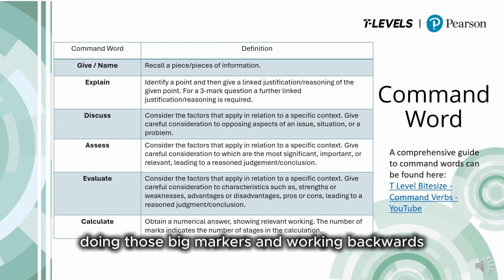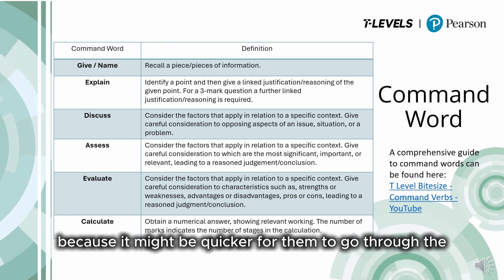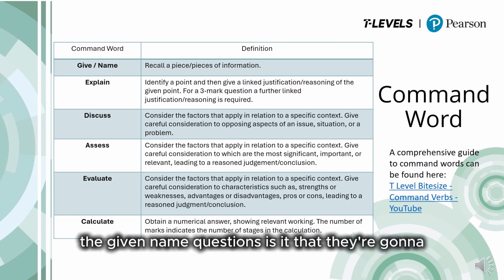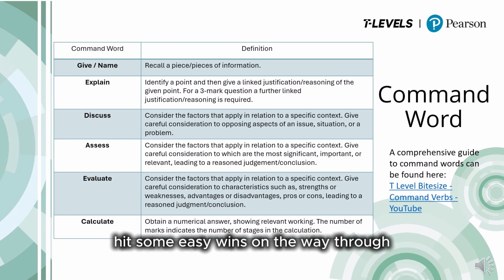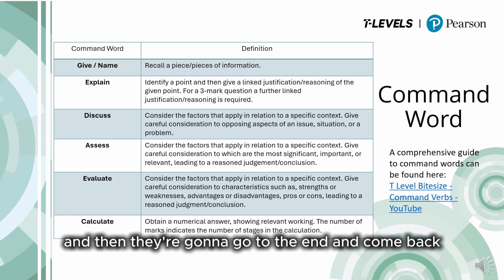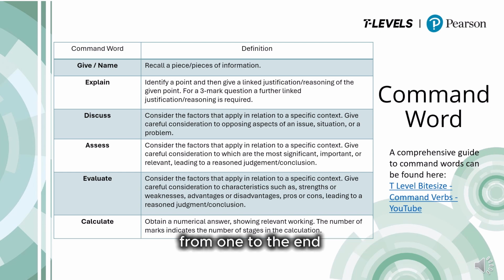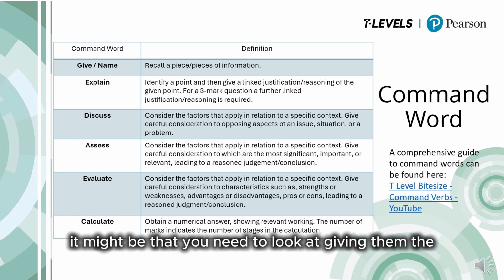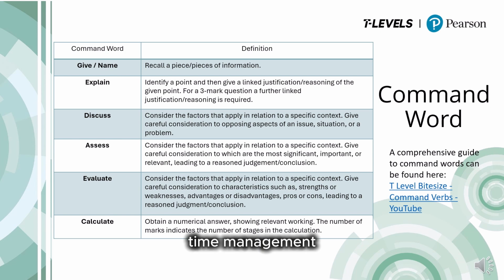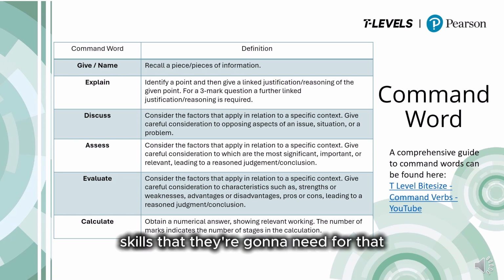doing those big markers and working backwards, because it might be quicker for them to go through the sort of the explain and the given name questions? Is it that they're going to hit some easy wins on the way through to settle in, and then they're going to go to the end and come back? Or is it that they like to do it in order from one to the end? In which case, it might be that you need to look at giving them the time management skills that they're going to need for that.